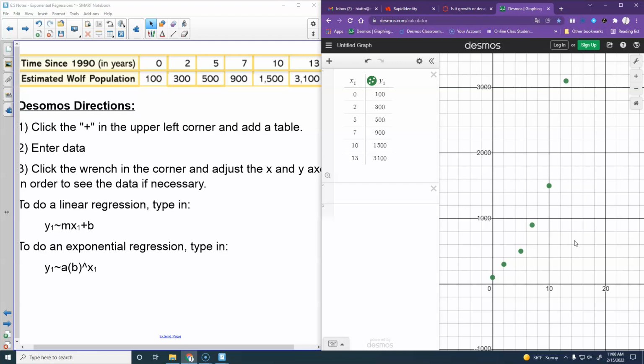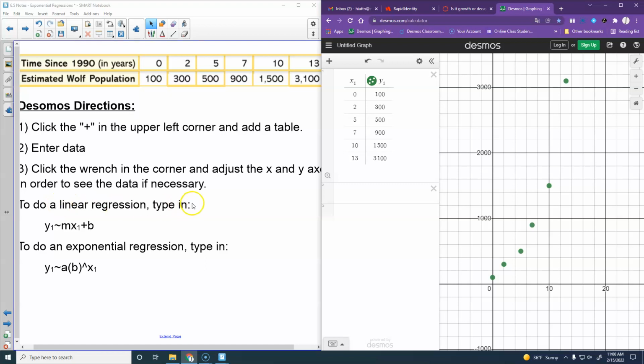Okay, so we did linear regressions. We also are doing exponential regressions. We want to compare these a little bit. Mostly I'm going to give you stuff where it's exponential regressions because that's our focus right now. But I will also give you a few that are linear just so we can compare how well it works.